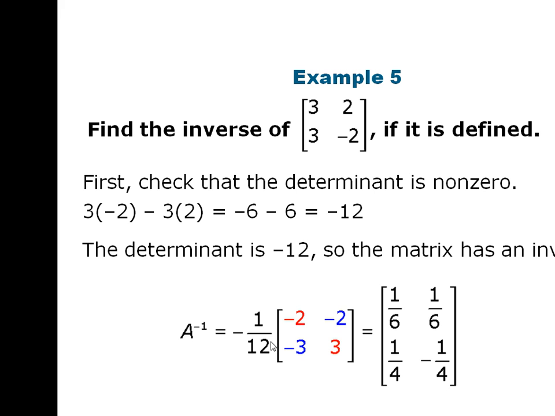At this point, we just multiply by this scalar here. And so our scalar product will get 1/6, 1/6, 1/4, and negative 1/4. So the inverse of this matrix, 3, 2, 3, negative 2, is 1/6, 1/6, 1/4, and negative 1/4.